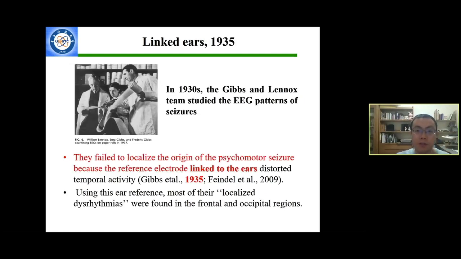In the 1960s, the Gibbs and Lennox team studied the EEG patterns of seizures. They failed to localize the origin of the psychomotor seizure because the reference electrode linked to the ears distorted temporal activity. Using this ear reference, most of their localized dysrhythmia were found in the frontal and occipital regions.